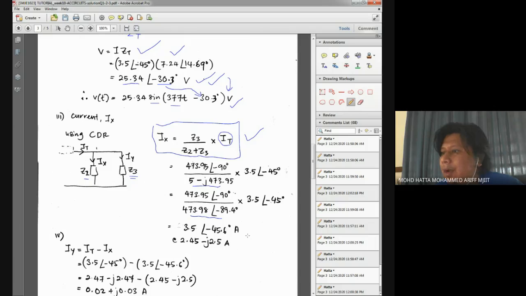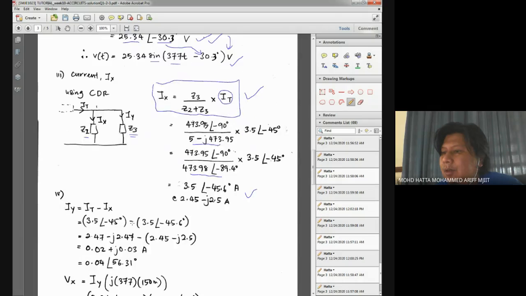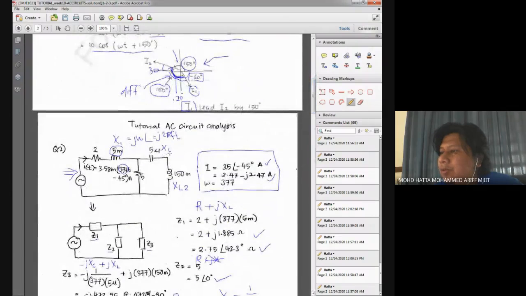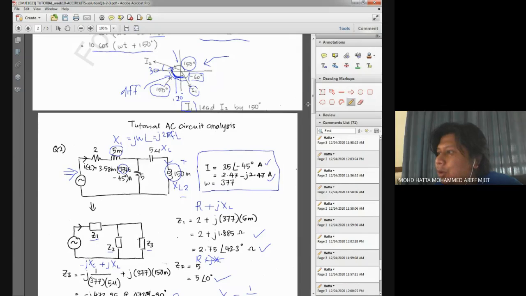And here's the answer for Ix. For the fourth question, or fourth section, we calculate the voltage across this element. The voltage across over here. I think the simplest way to calculate the voltage is by knowing the current flowing through here and multiplying it with the value of XL2 using Ohm's law.